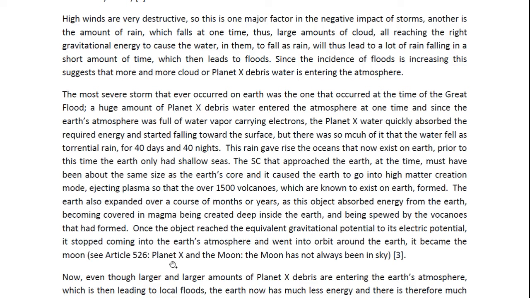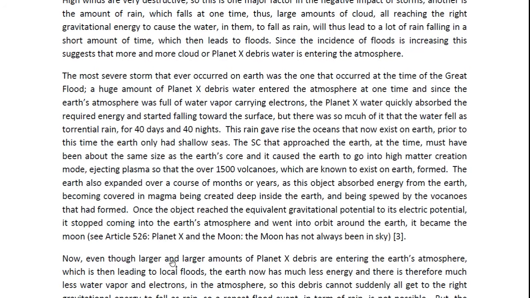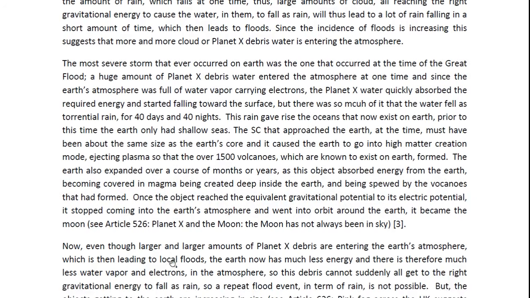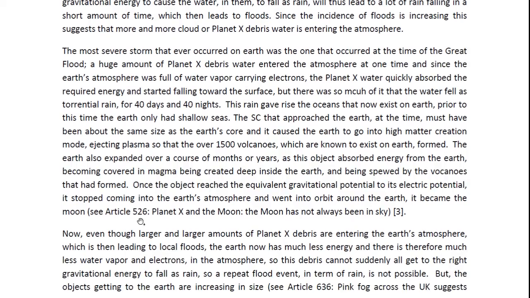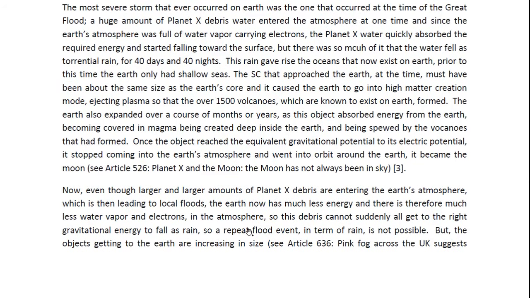Once the object reached the equivalent gravitational potential to its electric potential, it stopped coming into the Earth's atmosphere and went into orbit around the Earth. It became the Moon, and you may look at Article 526 entitled Planet X and the Moon has not always been in the sky.